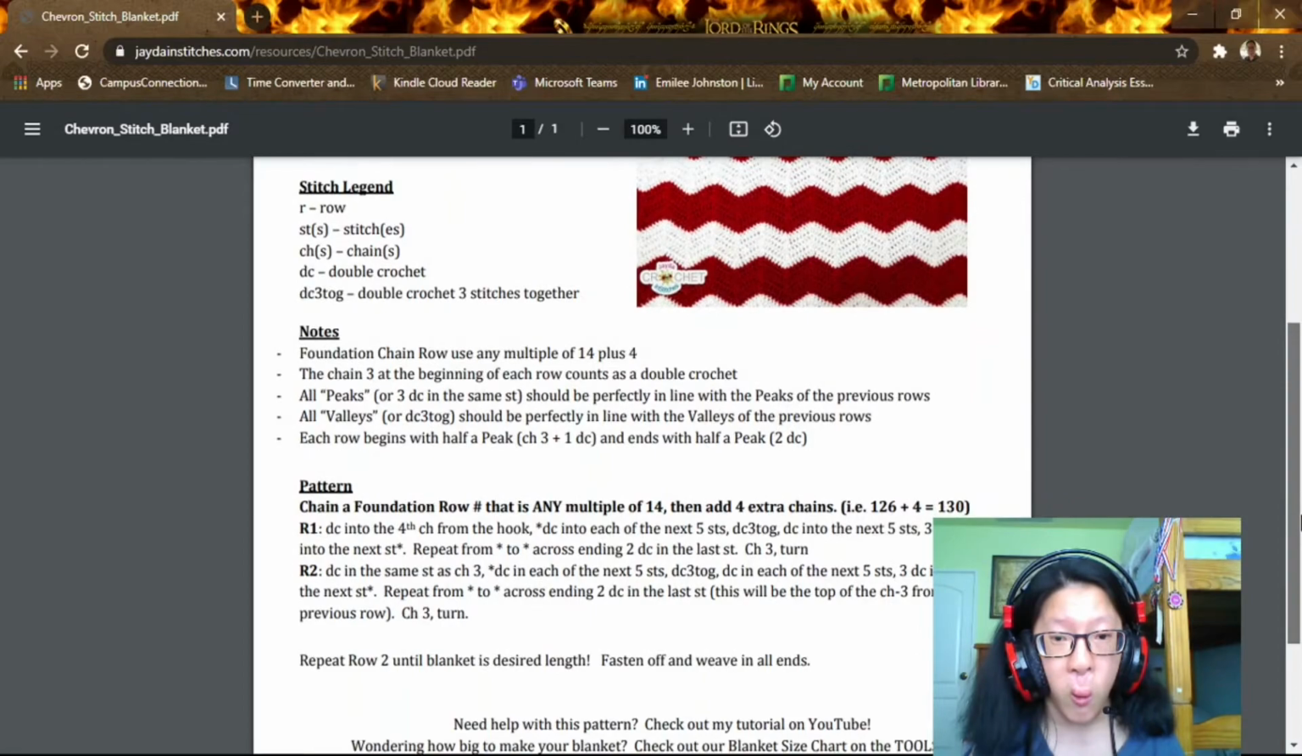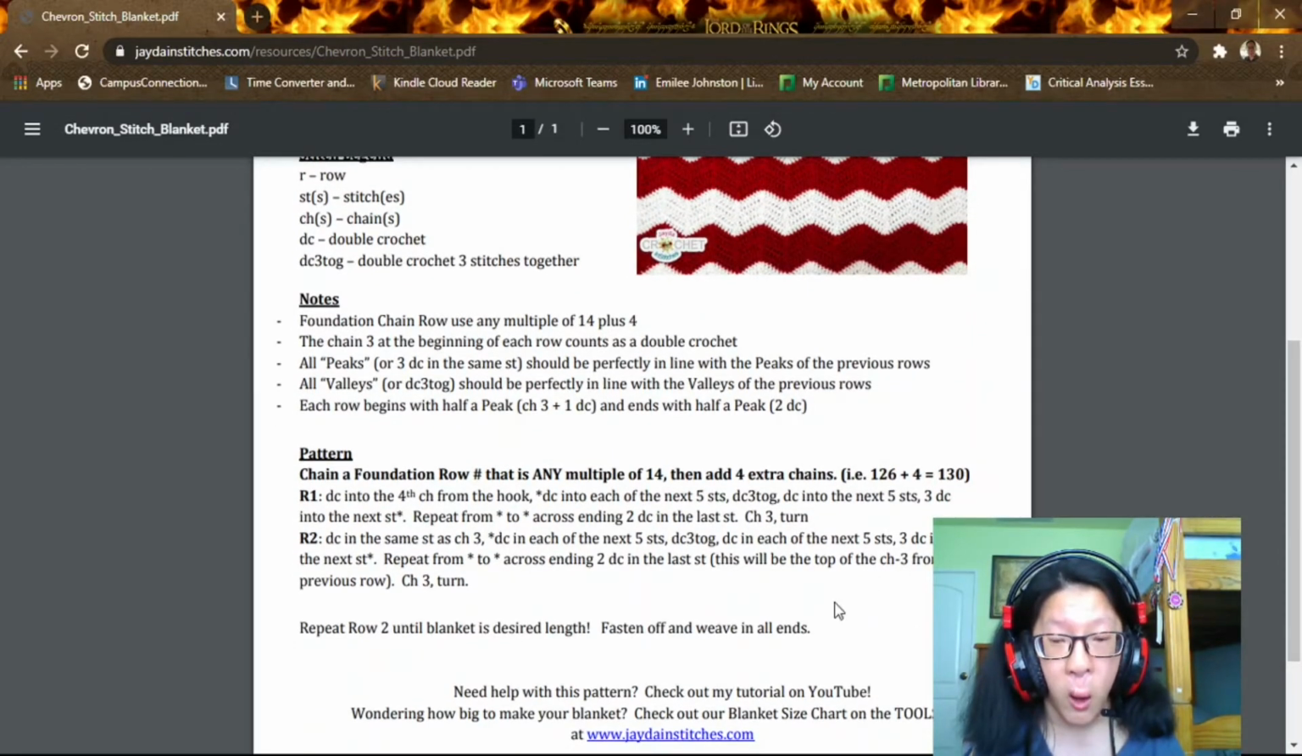So if you look down here, you can see that this pattern is written entirely in crochet abbreviations. And so for row 1, you can see that the DC stands for double crochet. So we will read it like this. We will double crochet into the fourth chain from the hook, and then double crochet into each of the next 5 stitches, and then double crochet 3 together, then double crochet into the next 5 stitches. Once we've done that, we then would add 3 double crochets into the next stitch.